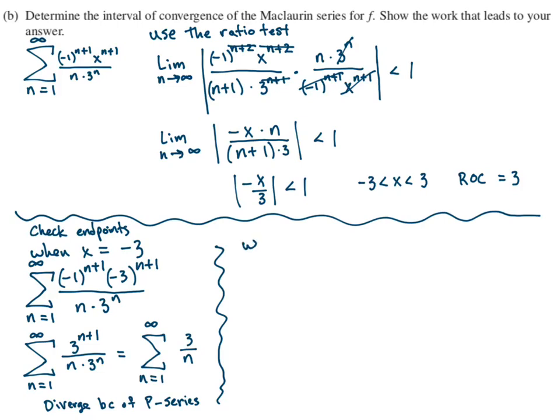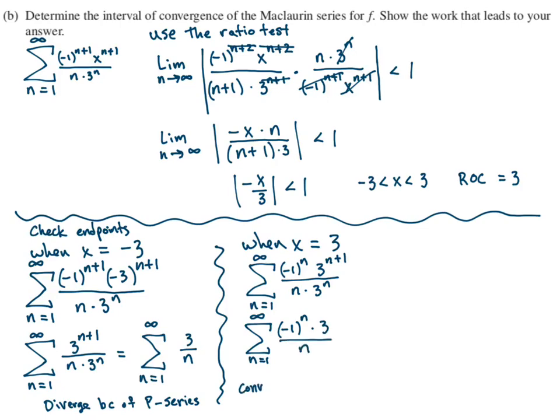So we're going to plug in a positive 3. So when x equals 3, we'll plug that in. A little bit of reducing on that, 3 to the n plus 1 over 3 to the n. I can cancel those out, so I get 3 over n. Now that is an alternating series test, and since the term itself, 3 over n, goes towards 0, and it's alternating, that will converge. It is a conditional convergence, but it still does converge. So we're going to go ahead and put an equal sign underneath the positive 3.